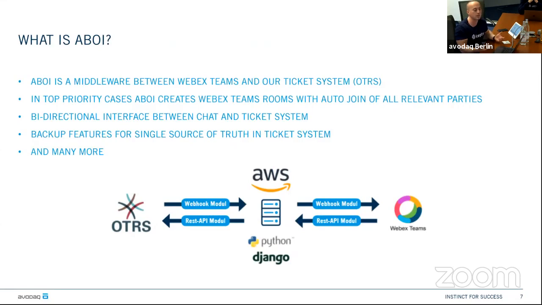And aBOI is something like a middleware. It's sitting between our ticket system, which is OTRS, an open source solution, and WebEx Teams. This is the main collaboration solution we are using in-house. And for top priority cases, so we are talking about high severity, priority 1, priority 2, where parts of the architecture of our customer is not working, we need to bring everyone in one room, and this is something we do with our aBOI solution.